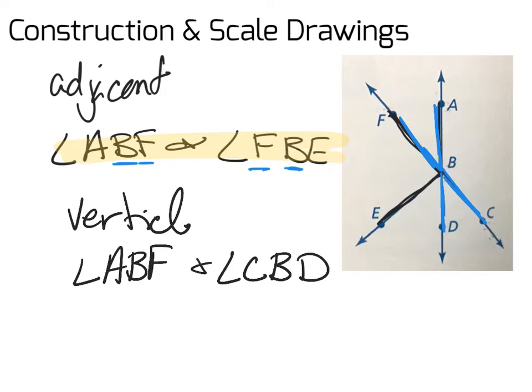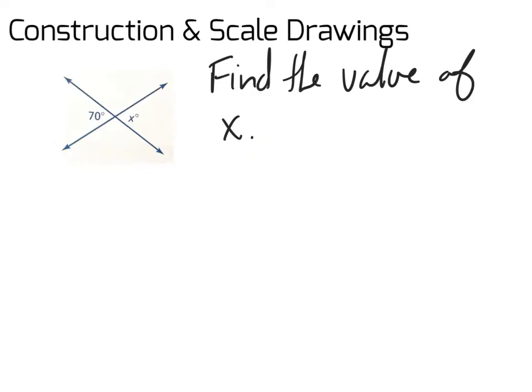And remember that because they're vertical, that also means that they are congruent and they have the same angle. The second part of this chapter is going to have you find the value of x using what you know about adjacent and vertical angles. So here's an example image, and they want you to find the value of x.